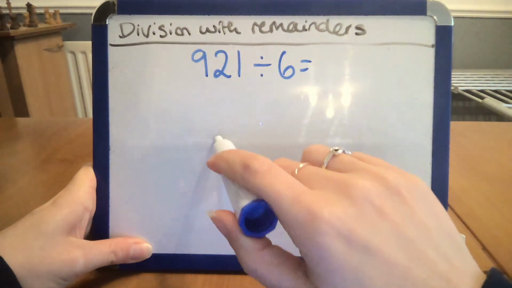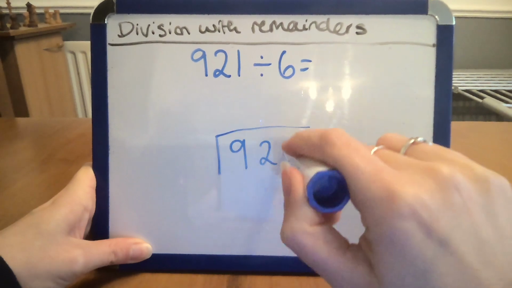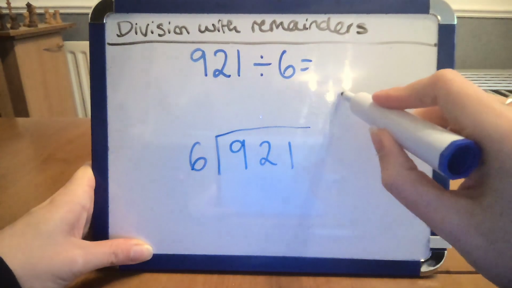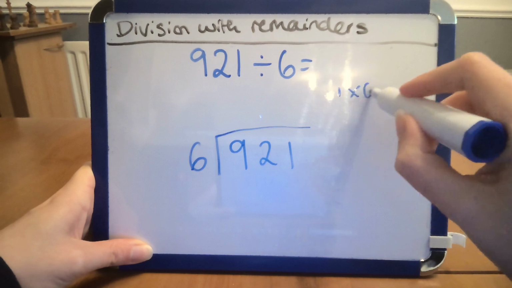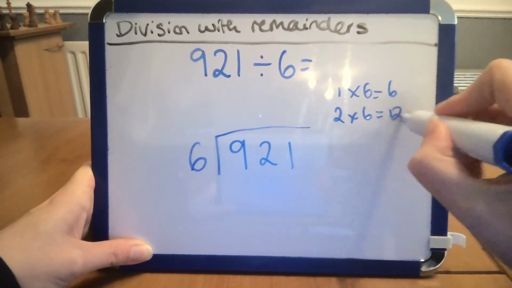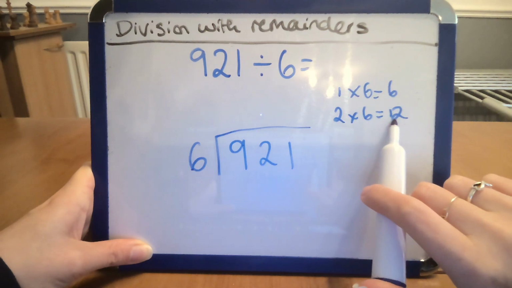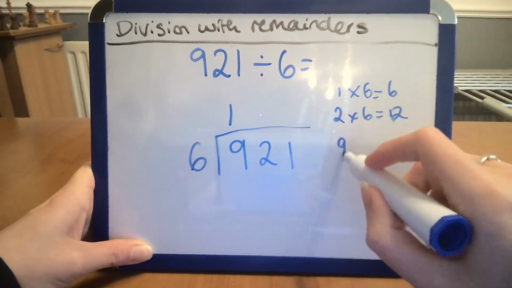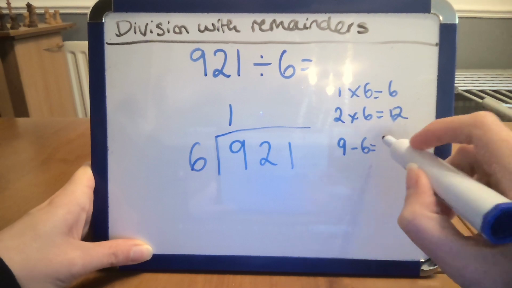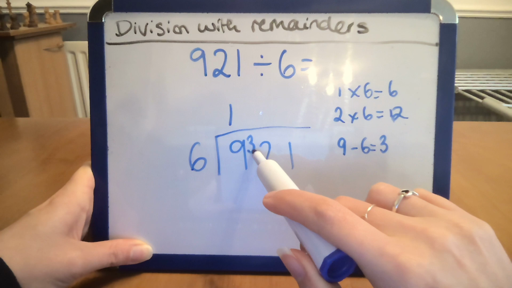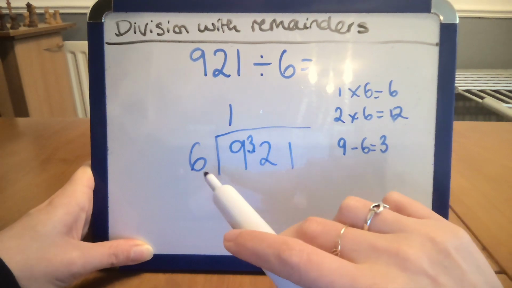Okay, our next sum is 921 divided by 6. How many times does 6 go into 9? If I go through my 6 times table, 1 times 6 is 6, 2 times 6 is 12. So it can't be 2 because that's too many, it must be 1. With how many left over? Well, if I wanted 9 and I only got 6, I have 3 left over. So my 3 goes there, making this number 32.